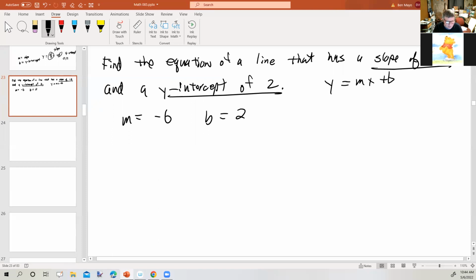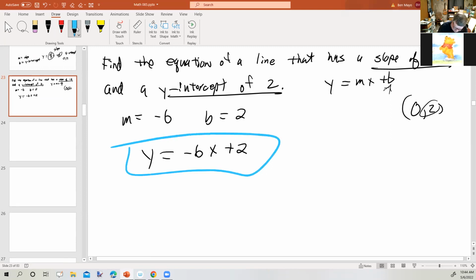Now, keep in mind, when we list the y-intercept by itself as an ordered pair, it would look like that. But in terms of the equation, we list the y value for b. Okay, so the equation is going to be y equals mx plus b. That equation has a slope of -6 and a y-intercept of 2. Any questions about that?